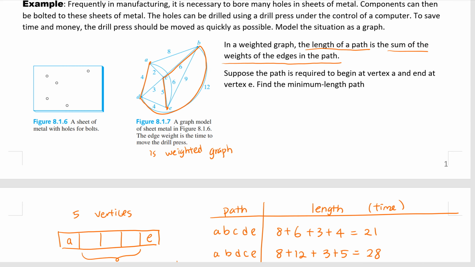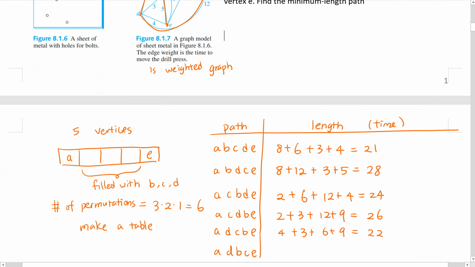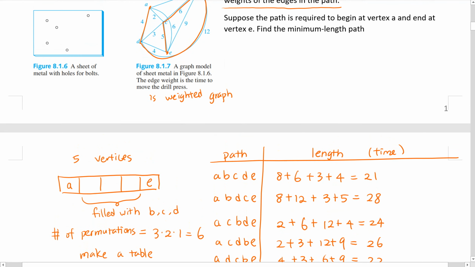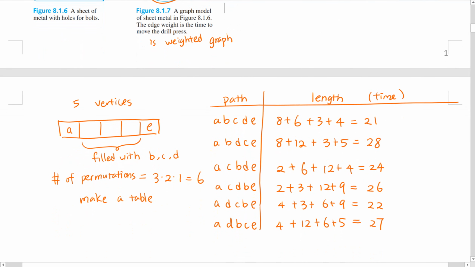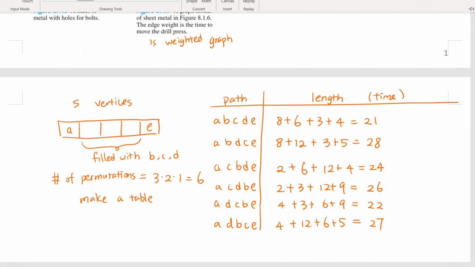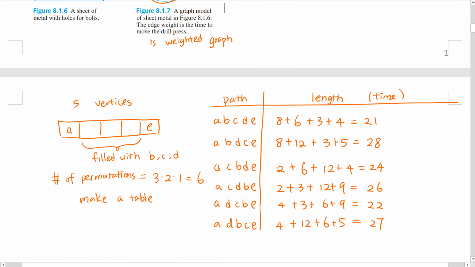A, D, B, C, E: 4, 12, 6, 5. 4 plus 6 is 10. 10 plus 17, 27. Okay, so that is all of the paths. That's all the possible paths. So far, so good? Okay, now we compare all of them. Which one is the smallest? Yeah, this one is the shortest.